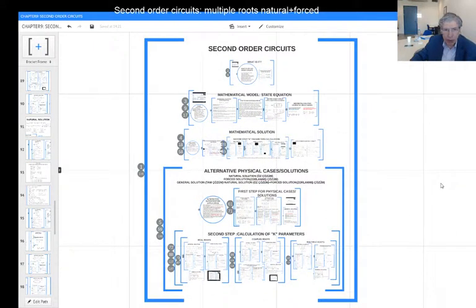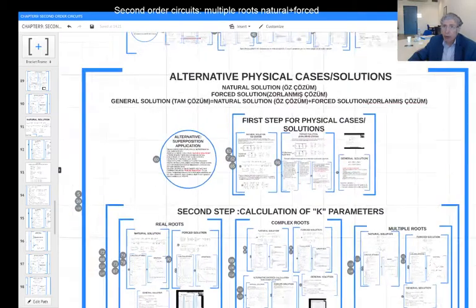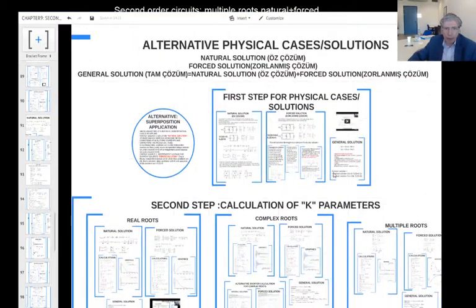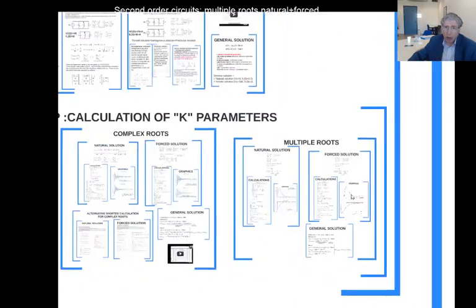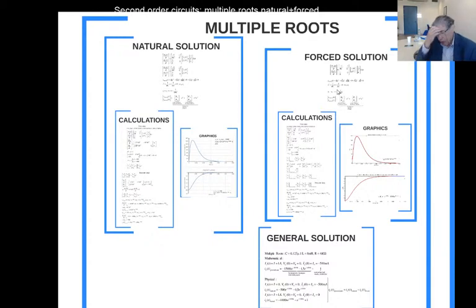So up to now we have examined the second step, calculation of k parameters for the real roots. For the complex roots, what is left is the multiple roots. When the characteristic roots are multiple roots, then how are we going to calculate the k parameters?